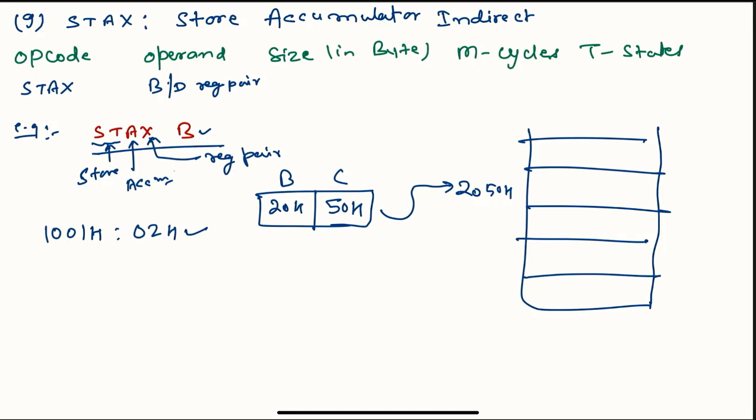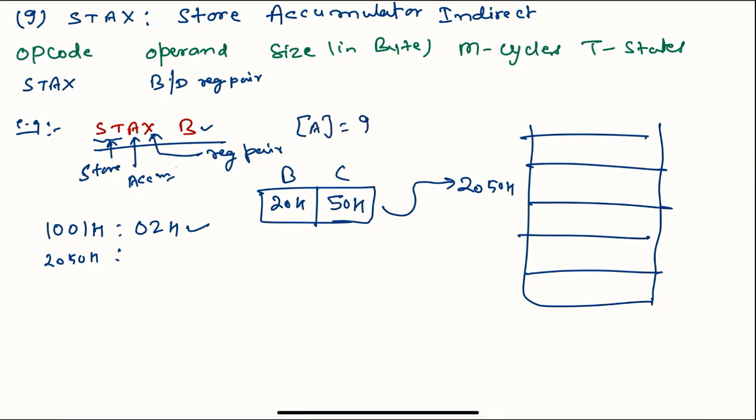During the execution of this instruction, the second machine cycle will have the address from the content of the BC register pair. As the BC register pair has the content 2050H before execution, this will work as the address for that data. Now, let's say before execution of this instruction the accumulator content is 97H. So the accumulator data 97H will be stored at this location. After execution of this instruction, at this location we will have 97H.